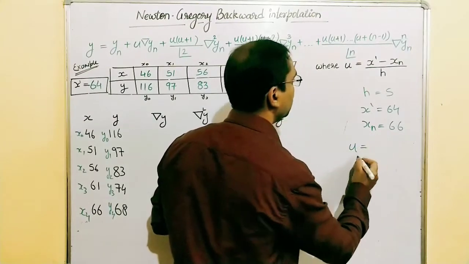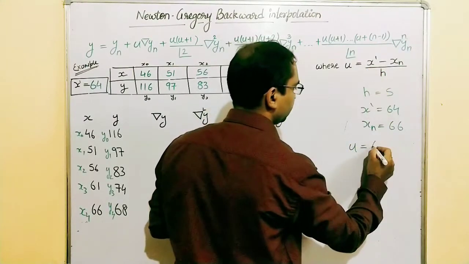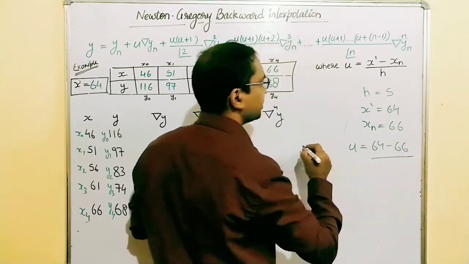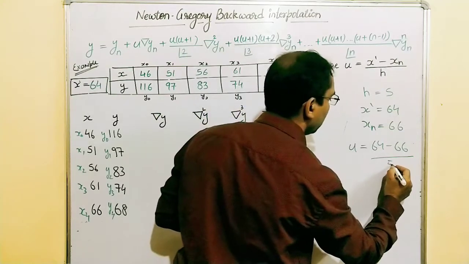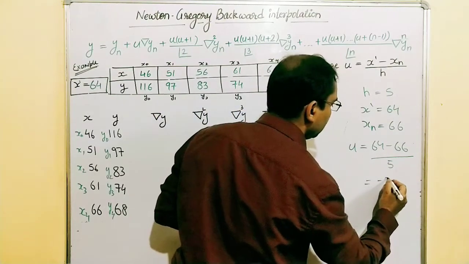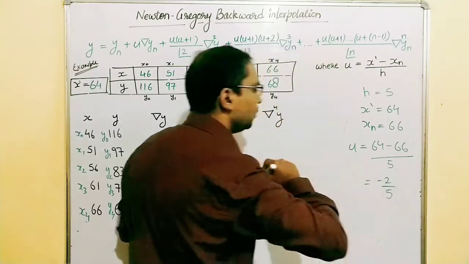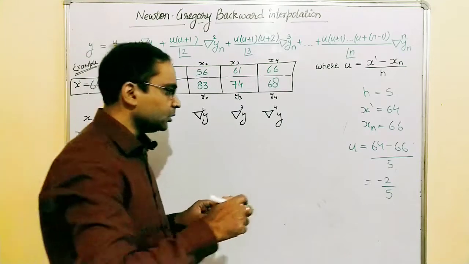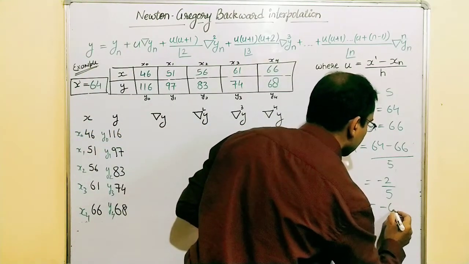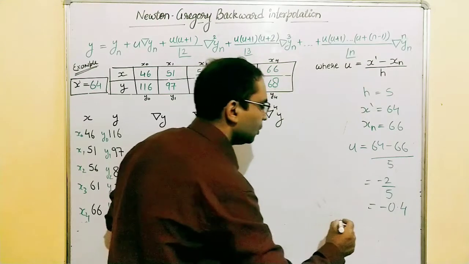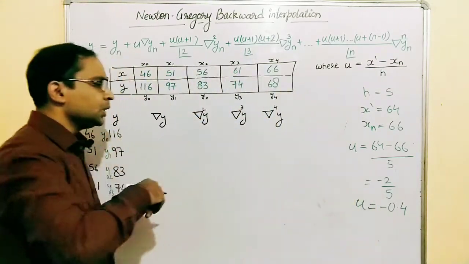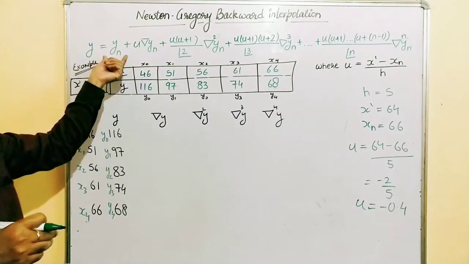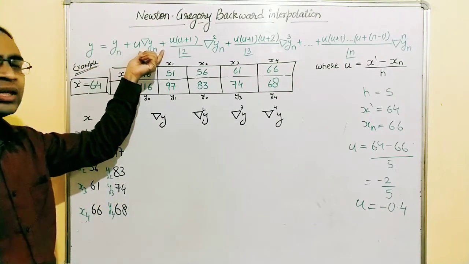So what will be the value of u? U will be x dash, this is 64, minus xn, this is 66, divided by h, which is equal to 5. So we can see that this is minus 2 upon 5. So the value of u is equal to minus 2 upon 5, or we can also write this as minus 0.4. So this is the value of u. So we have evaluated u in the formula. Now what we need are yn and del yn. What is yn?